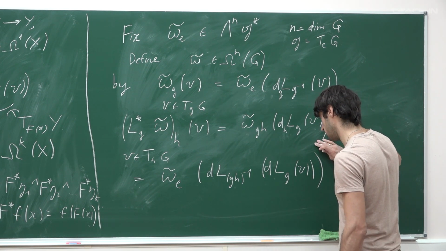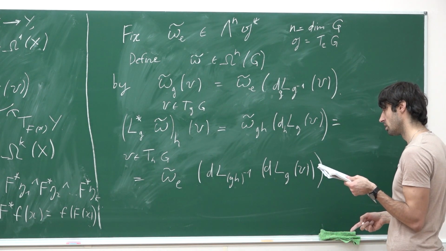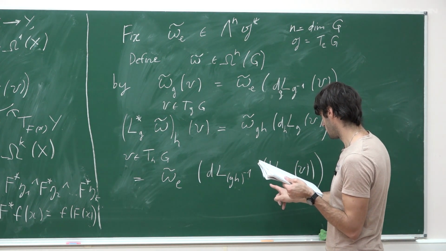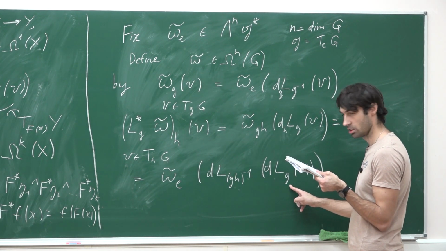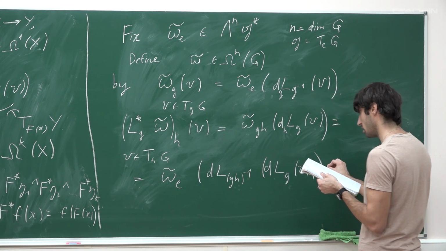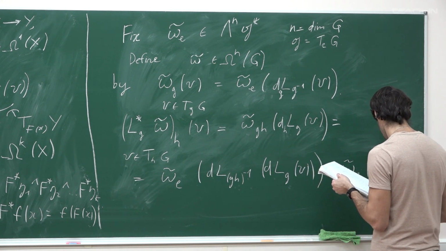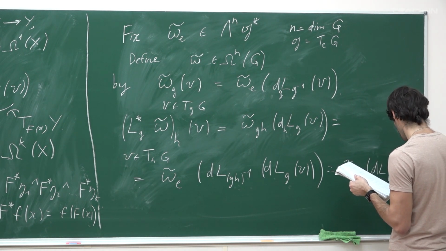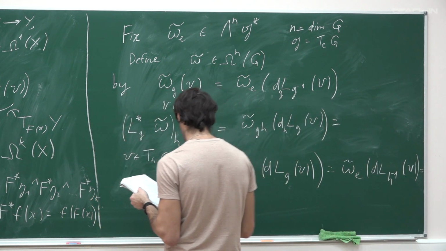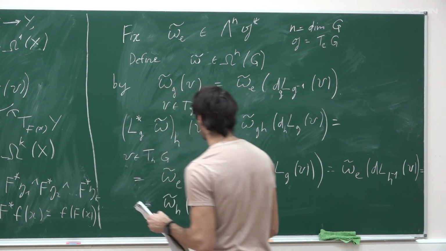Or maybe, yeah, okay. So then I can compose these two, and this will give me G. So GH inverse times G is just H inverse, right? So it's H inverse G inverse times G, so it's just H inverse. So I guess I get omega tilde evaluated at DL H inverse of V. But this is just by definition omega tilde H at V. So we checked.